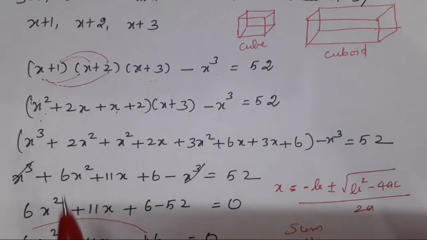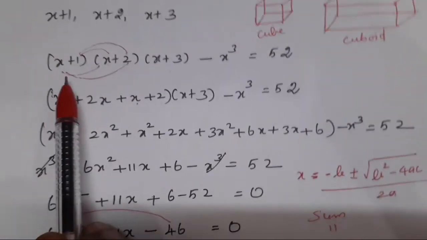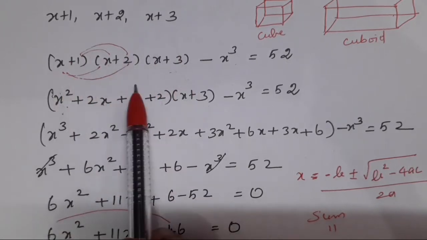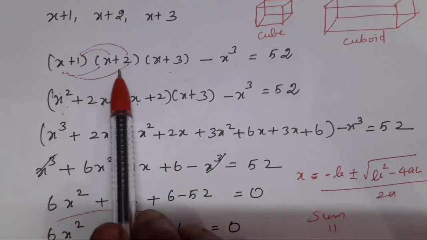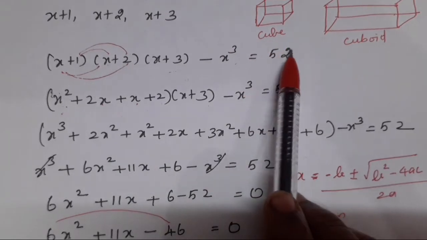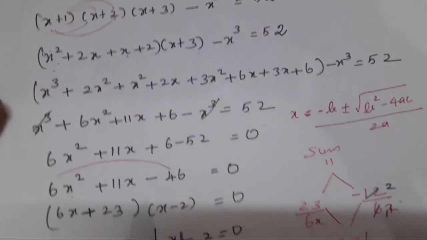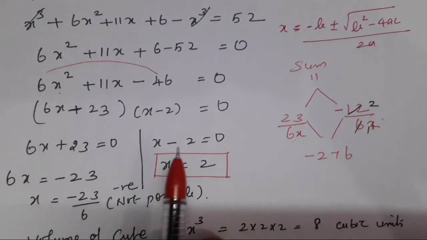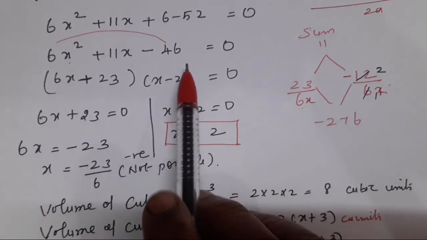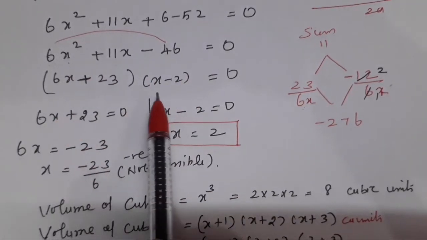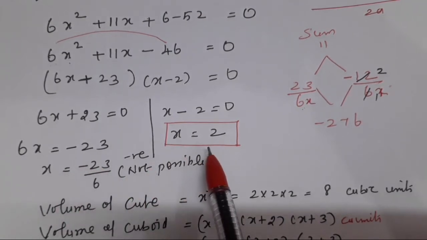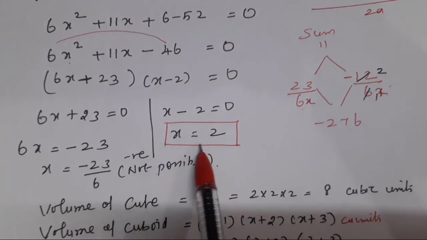This is the very important step. What are the sides increased? Lengthwise, breadthwise, heightwise. So x plus 1 into x plus 2 into x plus 3, the volume of the cuboid, minus x cube, the cube. How much increased? 52. Using the calculation, first you find the value of x, either using the formula method or the factorization method. As it is a quadratic equation, we get two results. X has two values. If both are positive, select them, but one of the values is negative. Therefore, the negative value is not possible for cubic units, so we take the positive value. X is equal to 2.